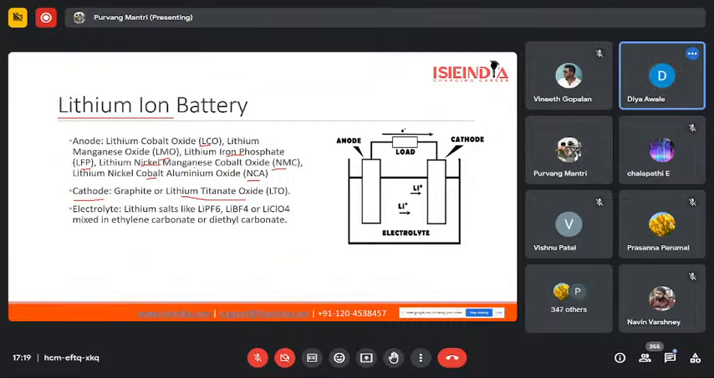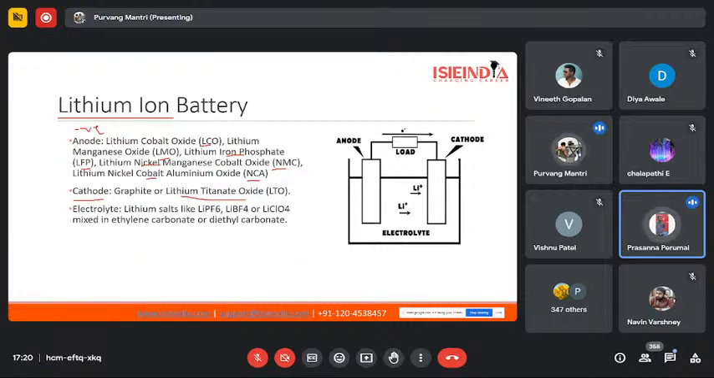Sir, I have one doubt. Is the anode material the positive terminal or negative? The anode is the one which gives away electrons, which means it is the negative terminal, the negative electrode. So, I think this is wrong. Cathode material is the positive terminal and anode is negative.